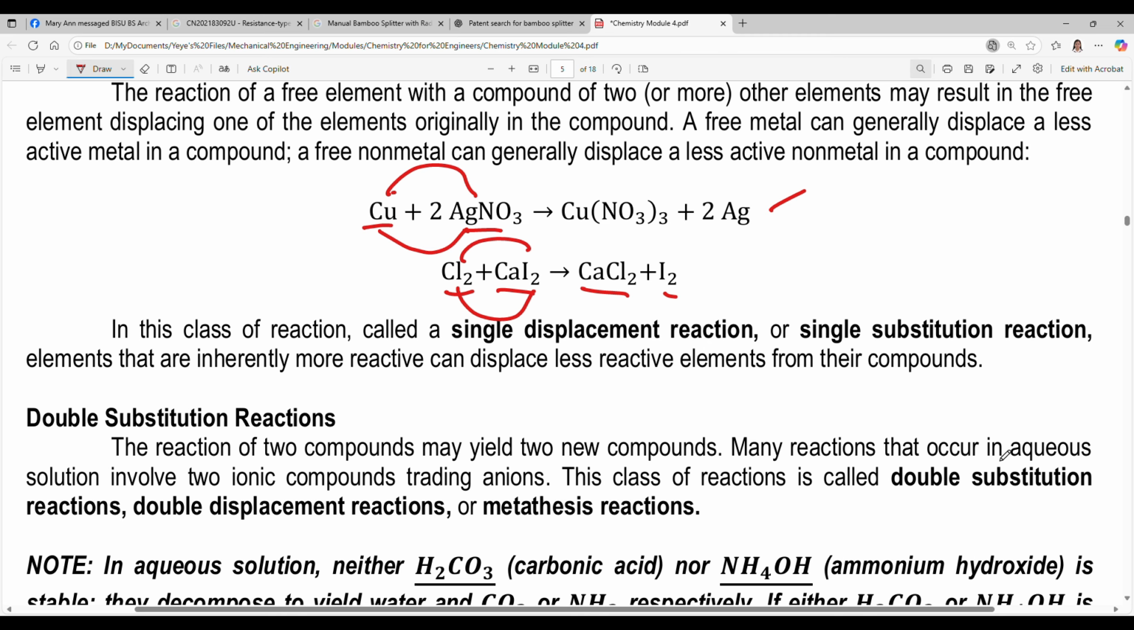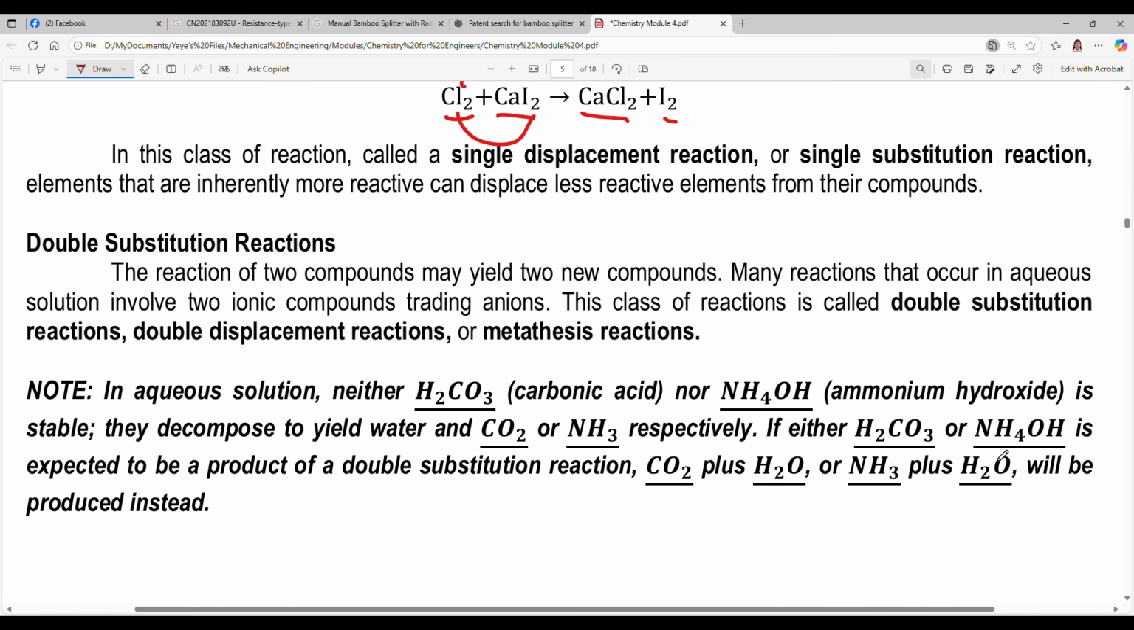Let's proceed with double substitution reaction. Katong ganiha single, isa ra gipulihan, kini double na. So the reaction of two compounds may yield two new compounds. Many reactions that occur in aqueous solution involve two ionic compounds trading anions. This class of reactions is called double substitution reactions, double displacement reactions, or metathesis reactions.